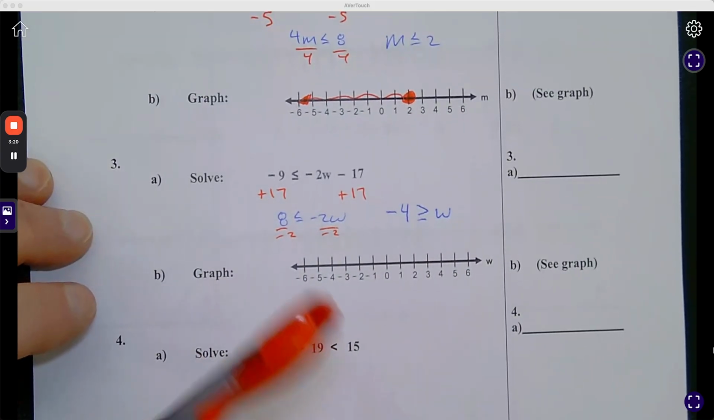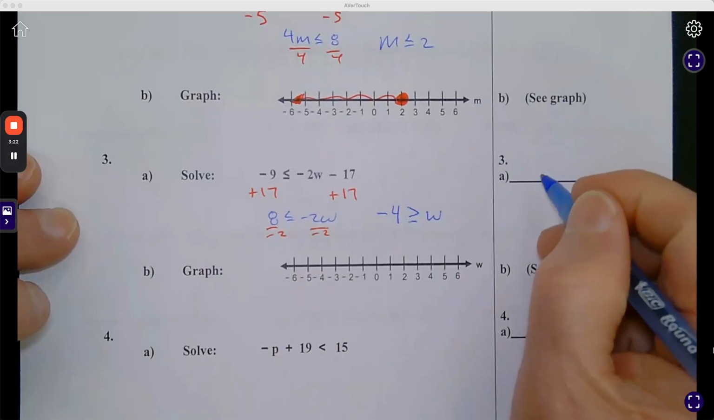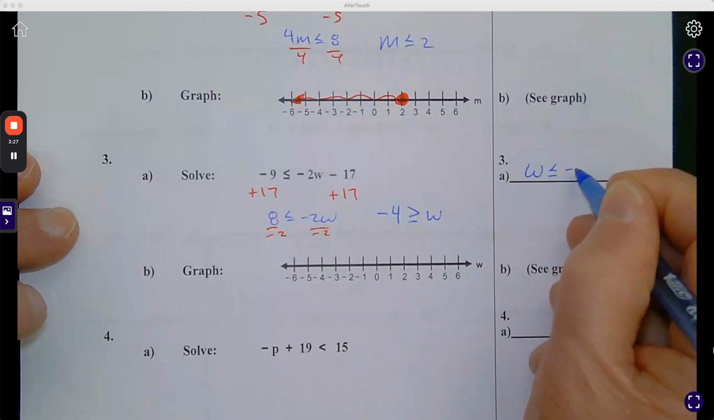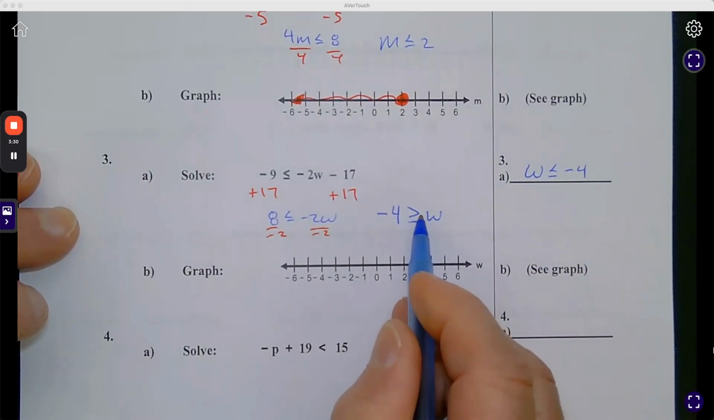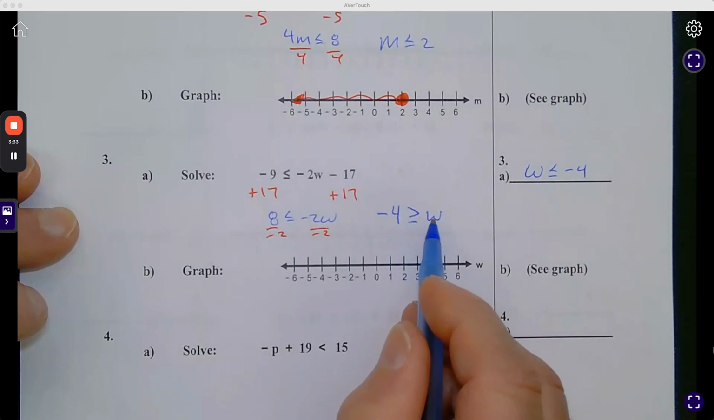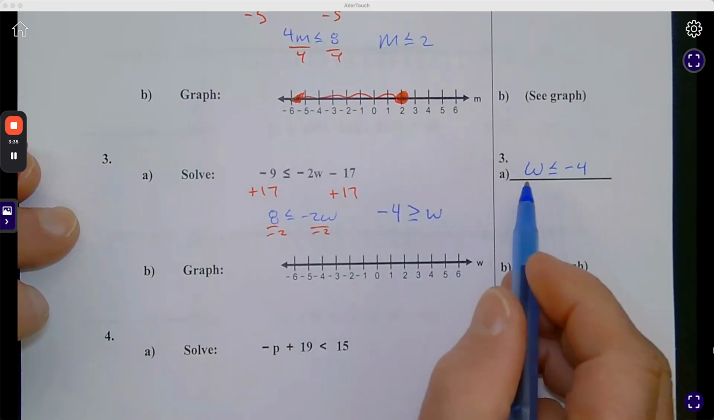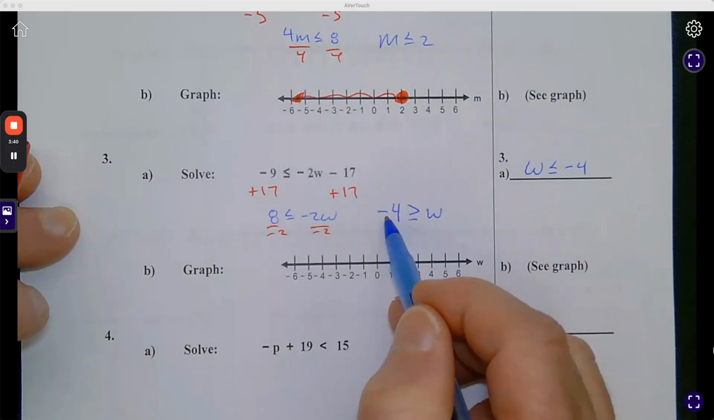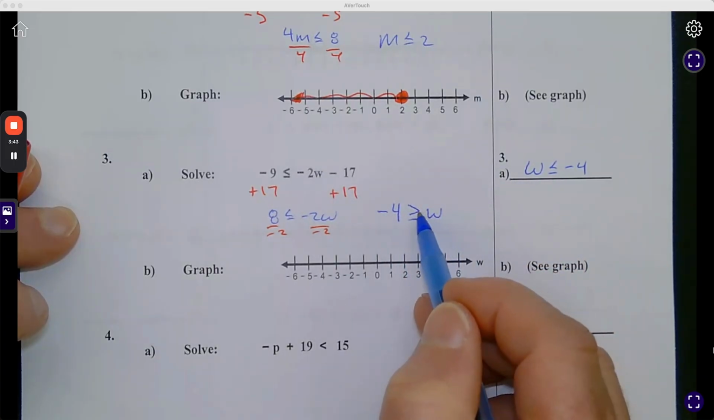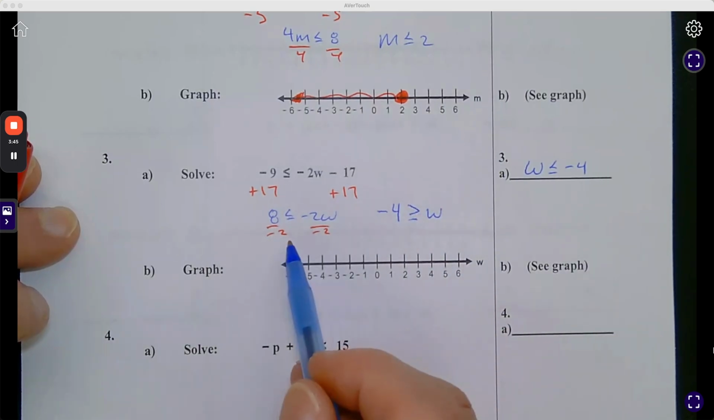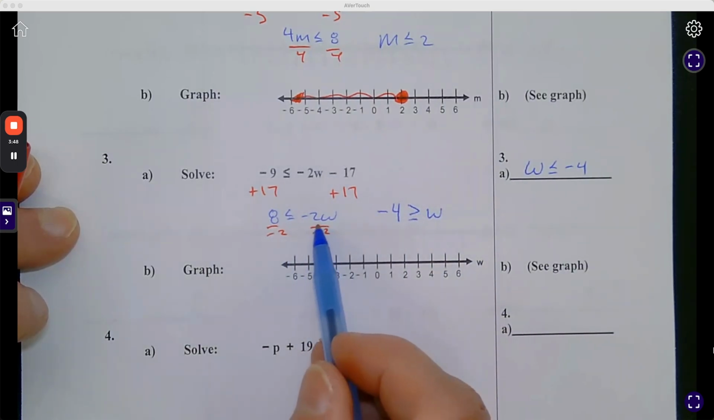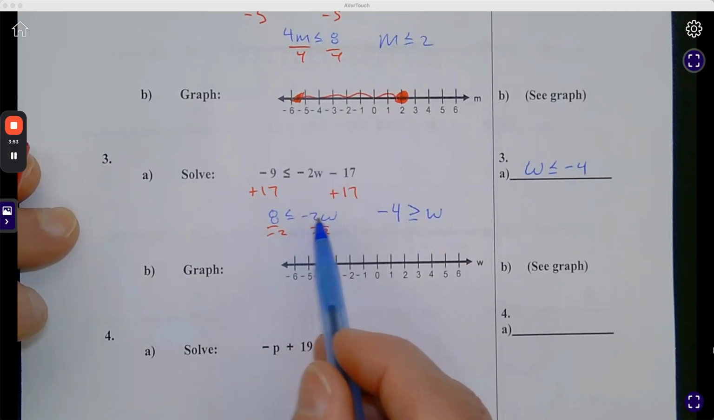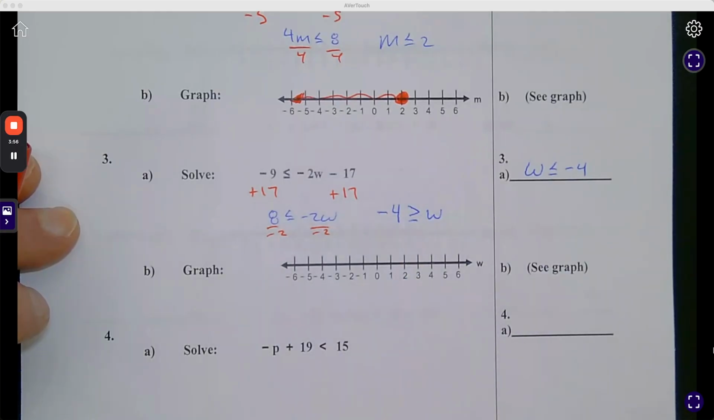Also, when you write your final answer, you want your variable on the left. So if I switch my variable and my number, I've got to switch this back. The less than has to be pointing towards the W, and the variable always goes on the left. So when I switch that over there and that over there, I also have to switch the sign. And when you divide by a negative, like I did here, you also have to switch the direction. So there was a double switch.